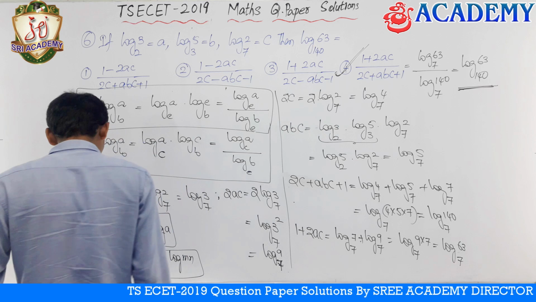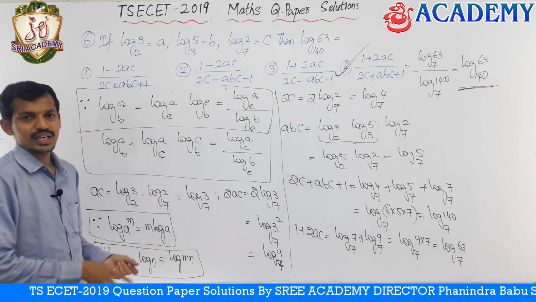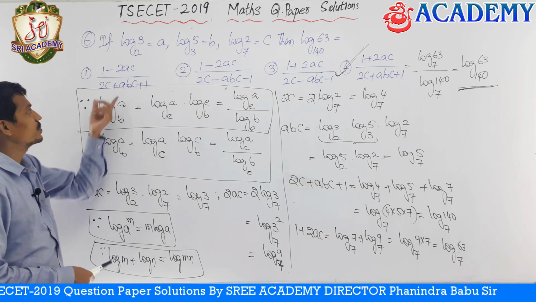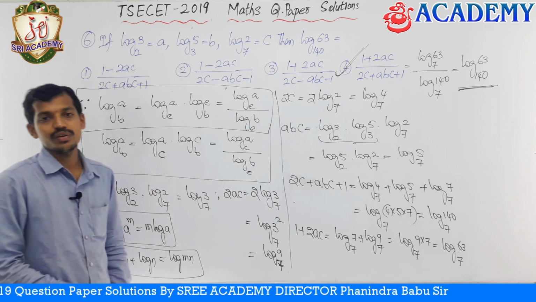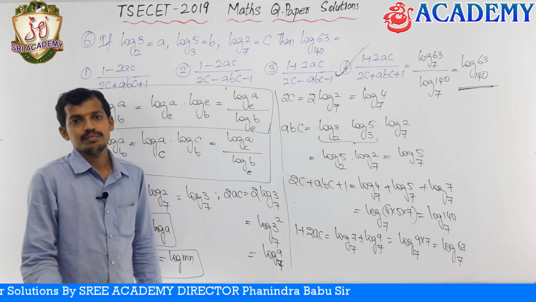Simply by cross checking the options we are getting the answer indirectly. If you know whatever you require here, 2ac, if you write speedily, you are going to get an answer directly, easily. Let's see another problem.